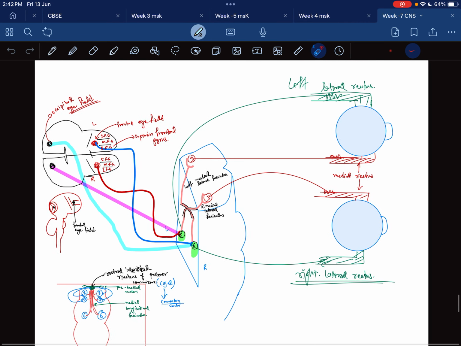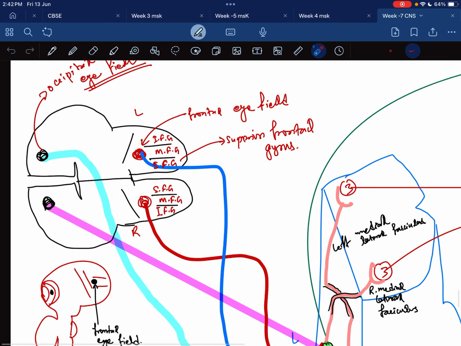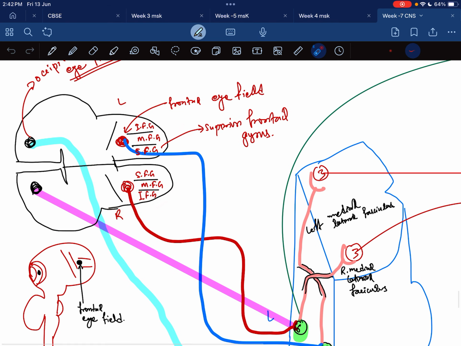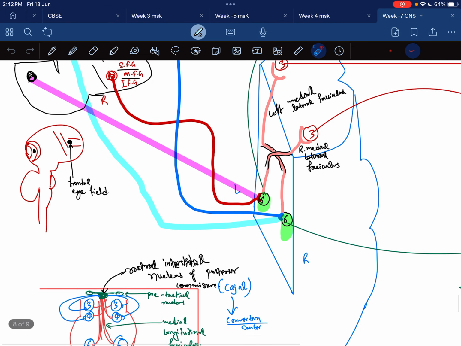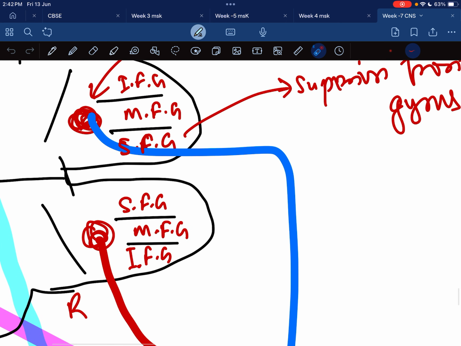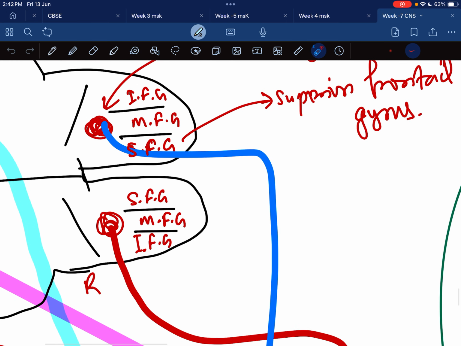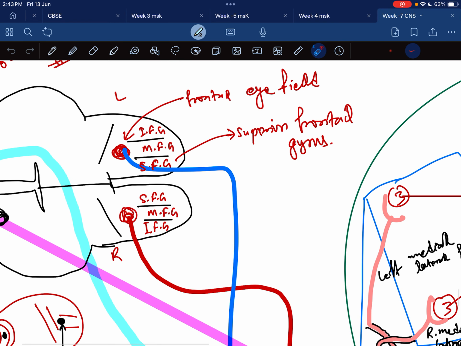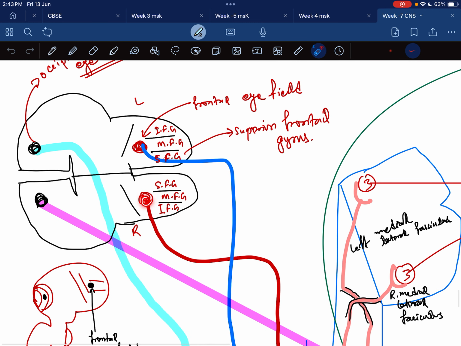After that, this is our cerebrum. There is a prefrontal eye field. The prefrontal eye field is present posterior to the middle portion of the superior frontal gyrus. This is the superior frontal gyrus, middle frontal gyrus, and inferior frontal gyrus. So there is a region, the frontal eye field.